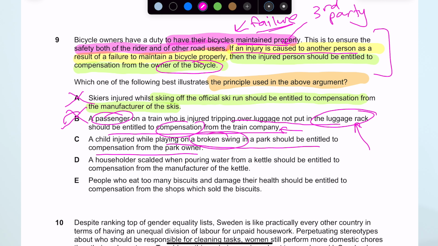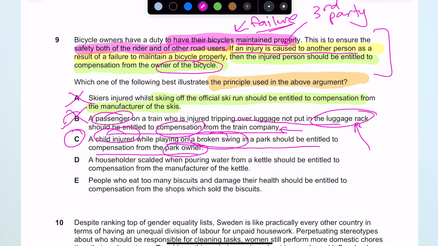So that's got all the elements. A broken swing due to lack of maintenance, a third-party injury, a child playing on it, and compensation from the owner, which is the park owner. So that one is going to be correct. Let's look at the other two just in case.